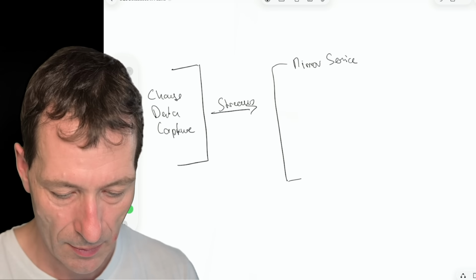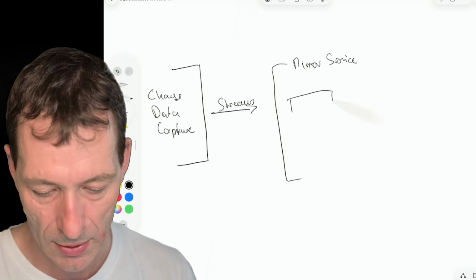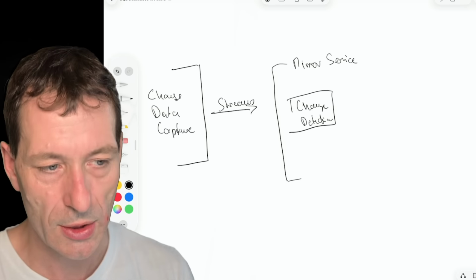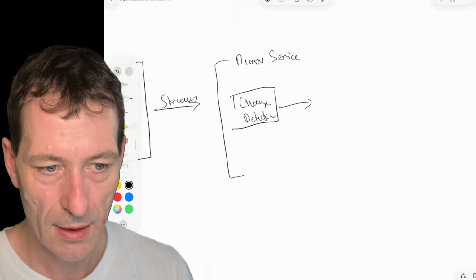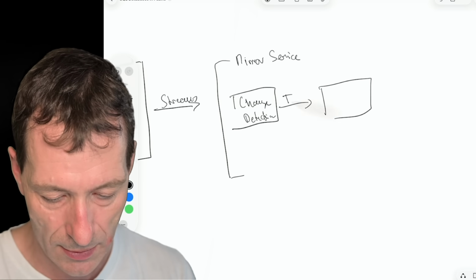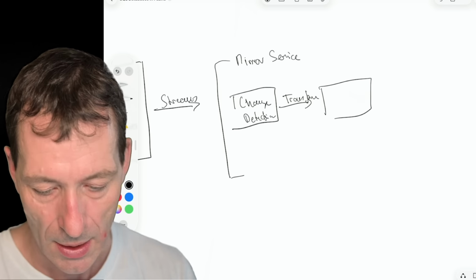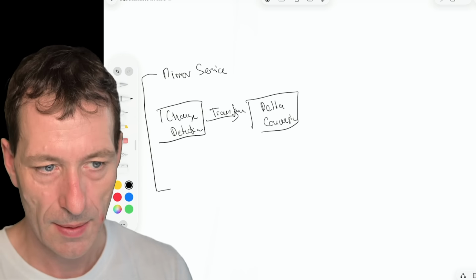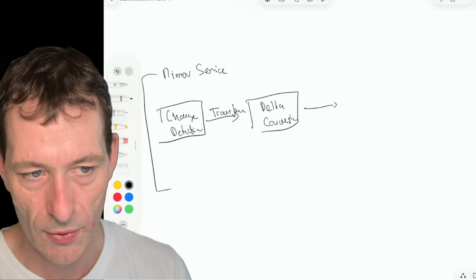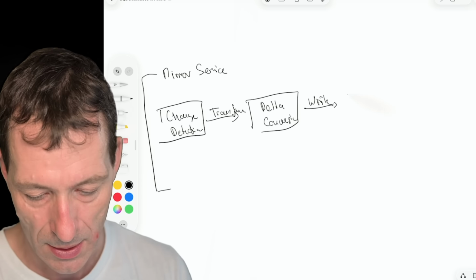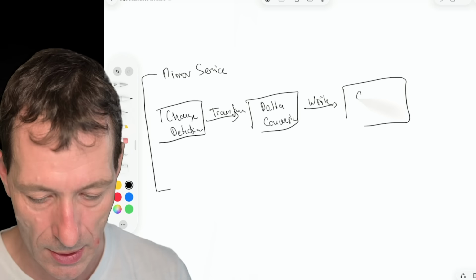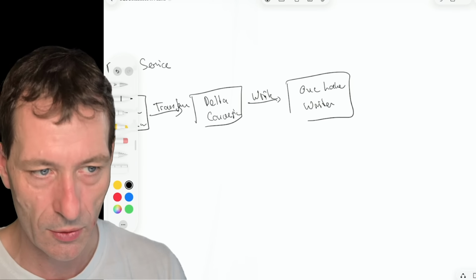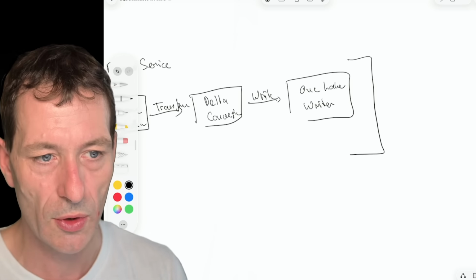The mirroring service has as a first component a change detection. A change happened. From there on, there is a transform to the delta conversion. And this delta file is then written, right, to, well, you guess it, OneLake writer. So this is writing to OneLake. This is the end of the so-called mirroring service.